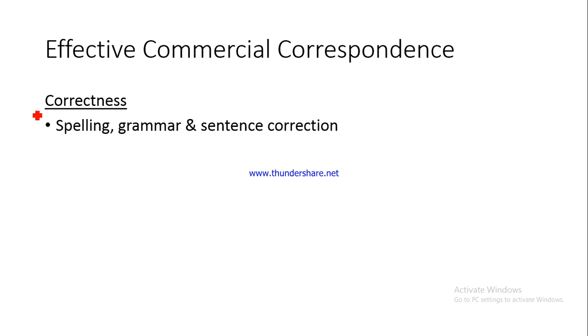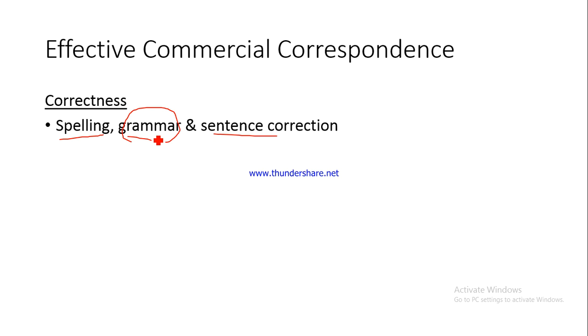So first thing, correctness in what? Correctness in spelling. The spelling should be absolutely correct. The grammar that you are using, there should not be any grammatical mistakes. The sentence construction should be okay. So this is the first element of correctness. So apart from facts, what is important is spellings. There should not be any spelling mistakes. The grammar should be okay and the sentence construction should be okay.